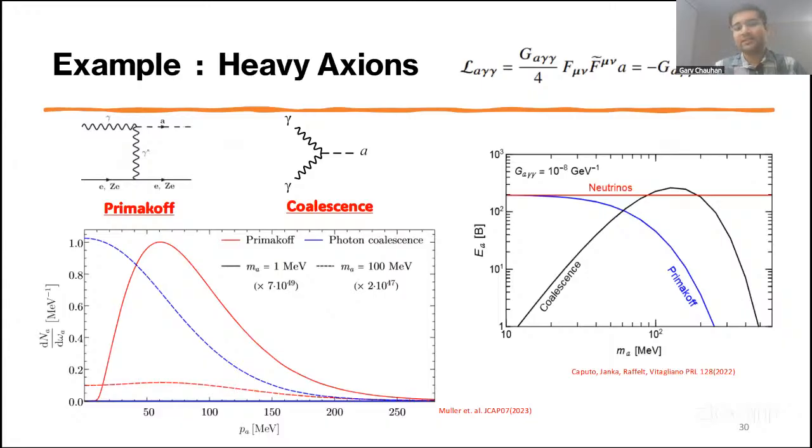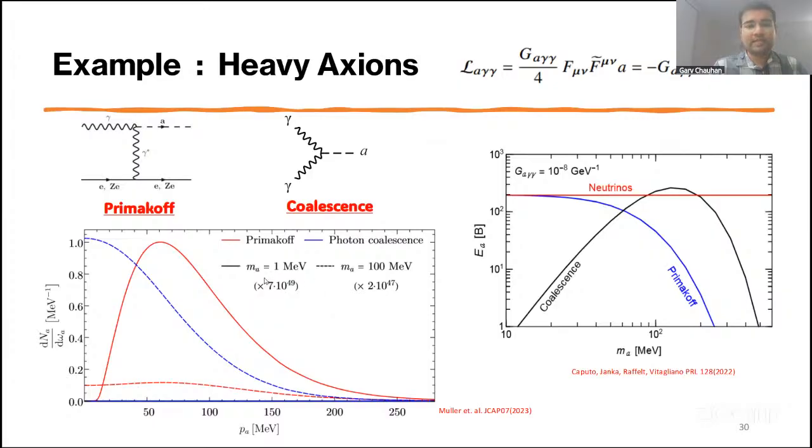We are considering the case of heavy axions, which can be produced in the supernova core through their coupling to photons, denoted by g_aγγ. So it could be produced either through the Primakoff process or through the coalescence process. In the Primakoff process, a photon scatters off charged species like electrons or any other charged species in the background and gives you an axion in the final state. In coalescence, you can have two thermal photons coalescing and giving you an axion in the final state.